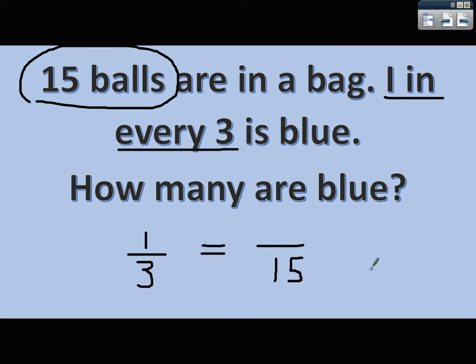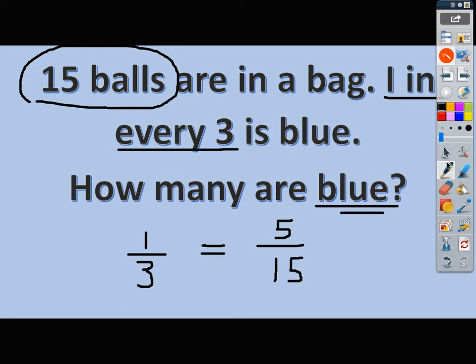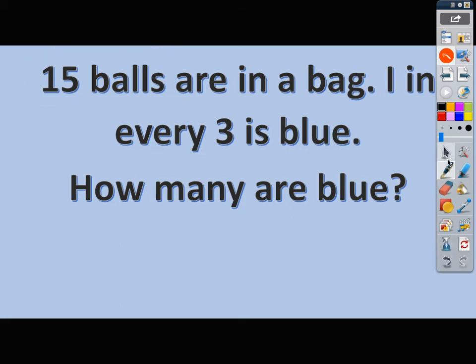3, 6, 9, 12, and 15. I counted on my fingers, and my finger said 5. You times it by 5, so times the top by 5 as well. 1 times 5 is 5, and you get 5. How many are blue? 5. If you only had 3 balls, you would only have 1 blue one. But when you've got lots more balls, 15, you have 5 blue ones. Last one of these problems next.